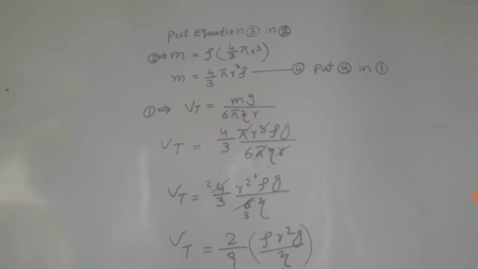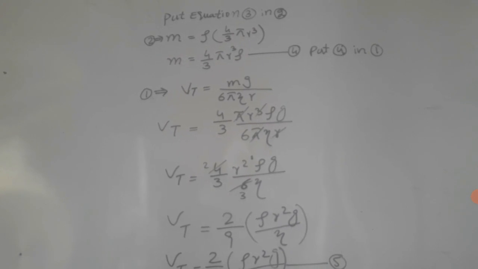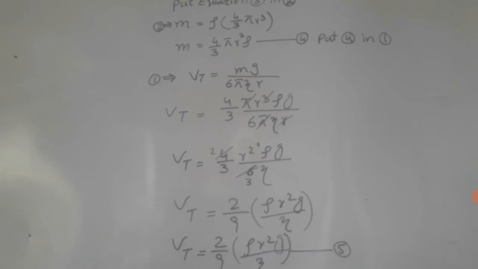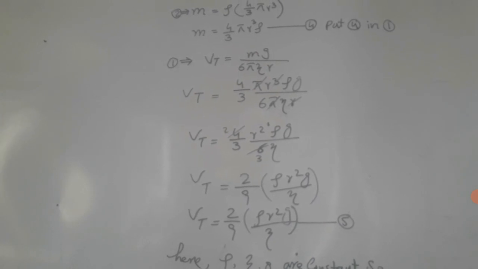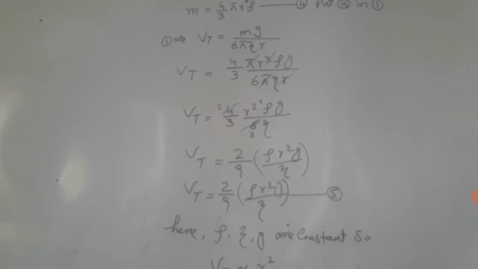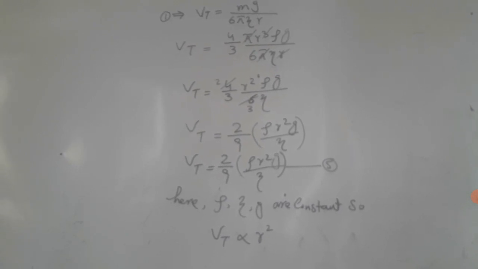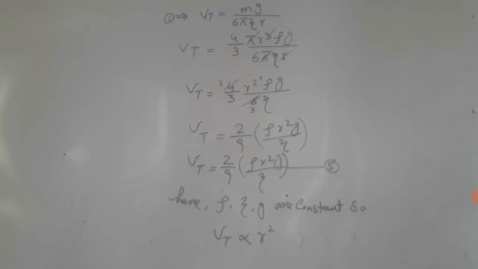Now we can put this equation number 4 in equation number 1, so we can get the terminal velocity of the drop. So terminal velocity is equal to mg divided by 6 pi eta r, or Vt is equal to 4 over 3 pi r cube rho g divided by 6 pi eta r. So we can cancel 6 pi, cancel r with r cube, and simplify 4 and 6. So we get the required terminal velocity is equal to 2 over 9 r square rho g divided by eta. Here 2 over 9 is a constant, rho is the density, g is acceleration due to gravity, and eta is the viscosity. So all three are constant.